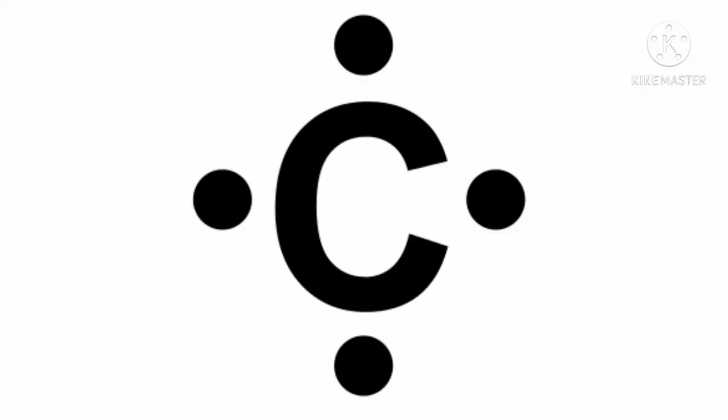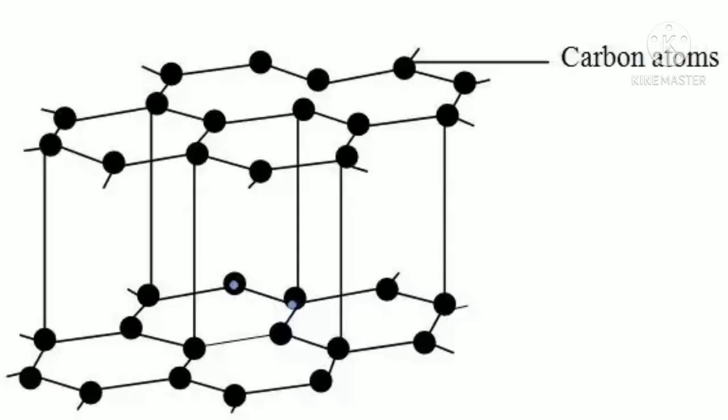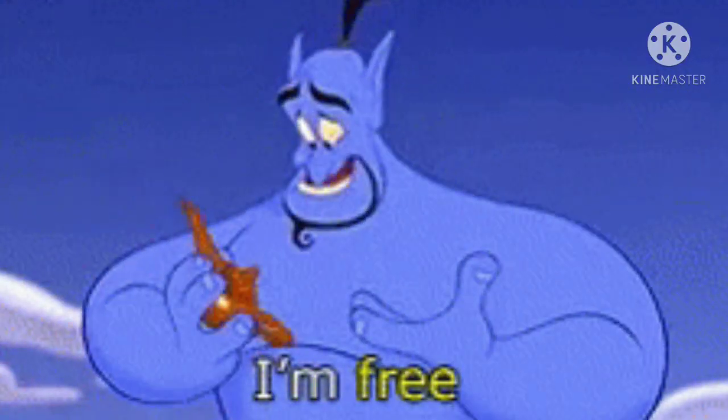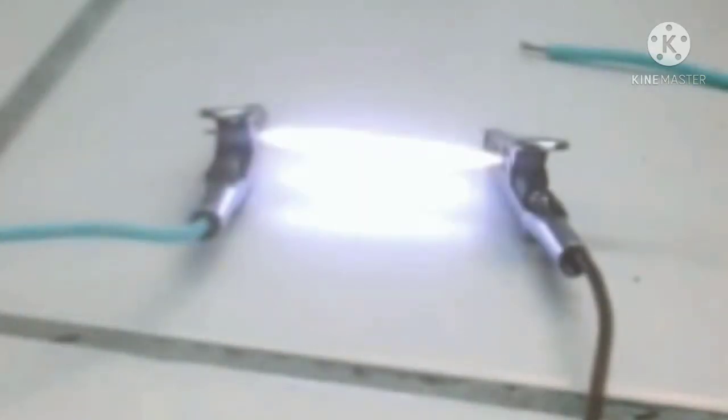It is a good conductor of electricity. As we know that a carbon atom has 4 valence electrons in it, and in a graphite crystal, each carbon atom is joined to only 3 other carbon atoms by covalent bonds. Thus, it has 1 free electron to conduct electricity.